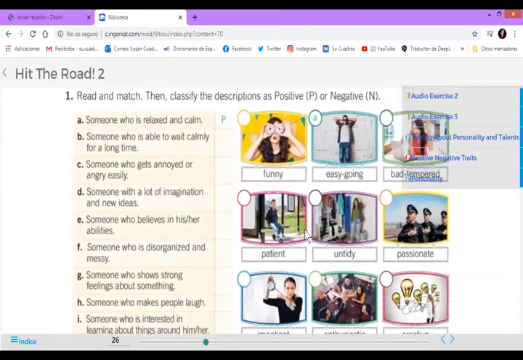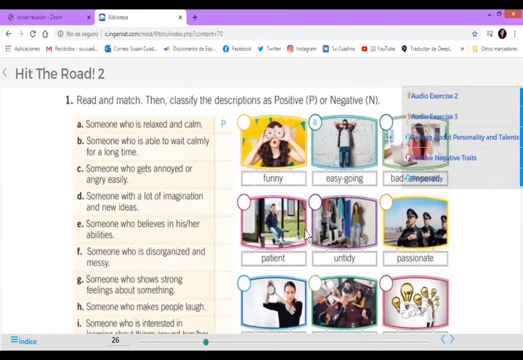Well, it really depends on what you think. Do you think that being funny is something positive or negative? Well, some people say it's positive. I'd say it's positive. And easygoing, it's positive too, right? It's something nice to be easygoing. But bad temper, is it something positive or negative? What do you think? Maybe negative, right?